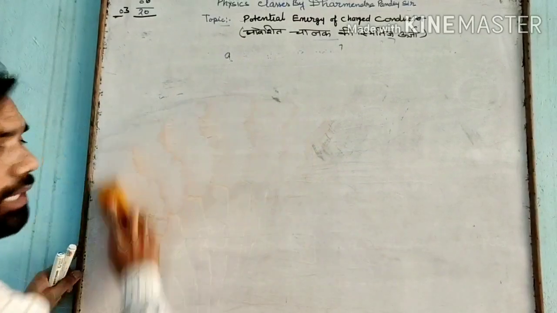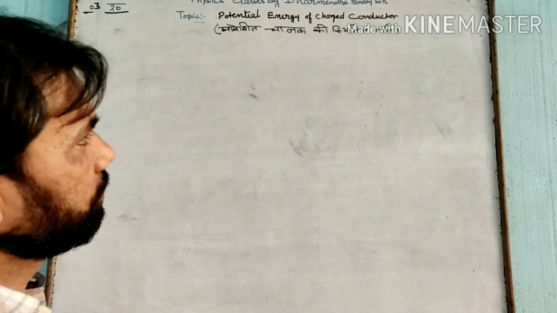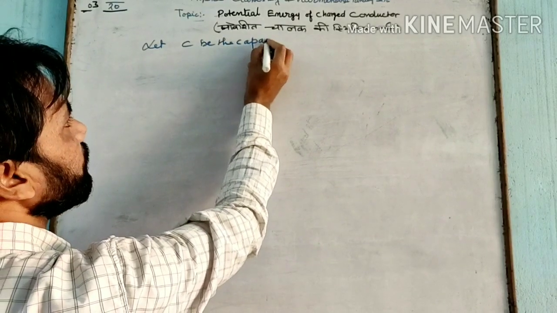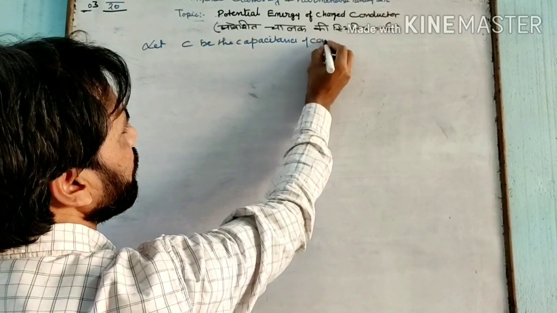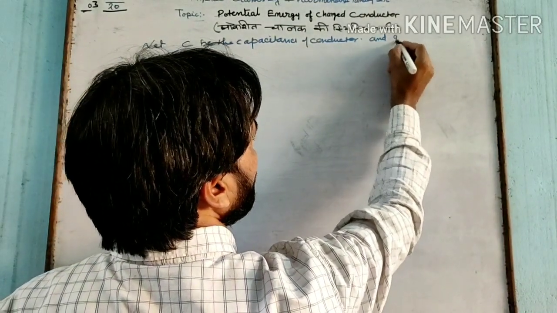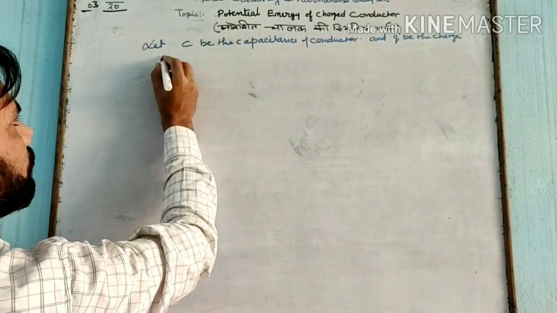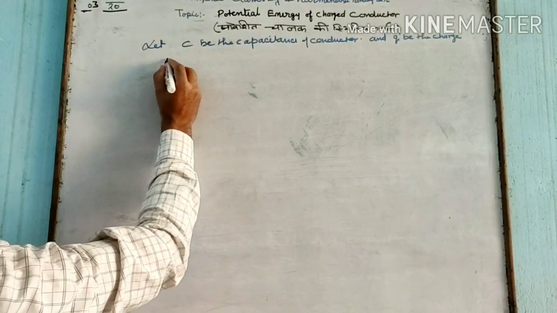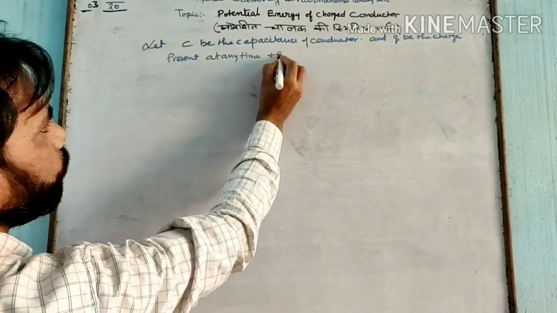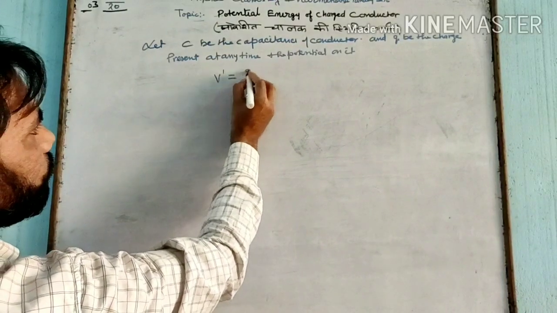My third method is the integration method. If you want to discuss this same problem through the integration method, for that let C be the capacitance of the conductor, and Q dash be the charge present at any time, the potential on it, V dash is equal to Q dash upon C.